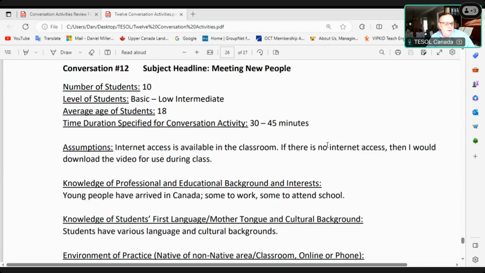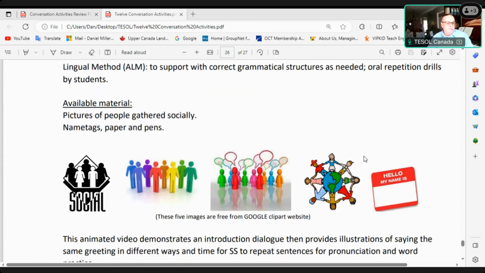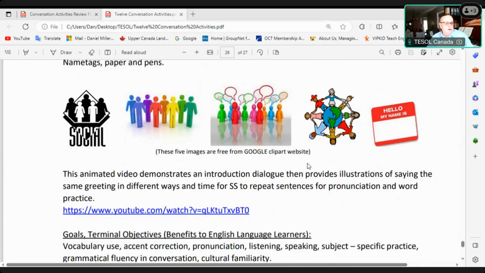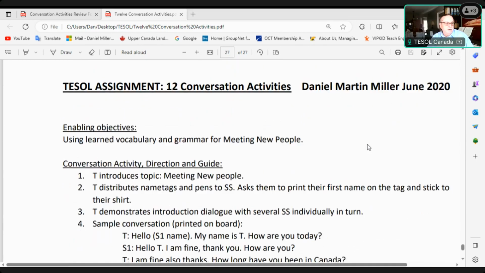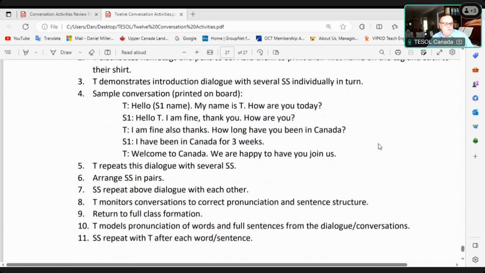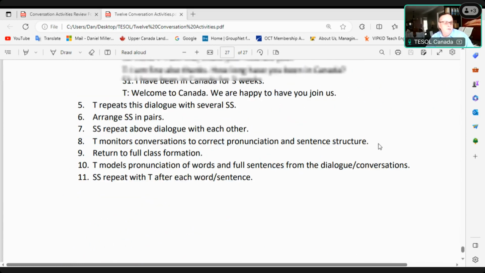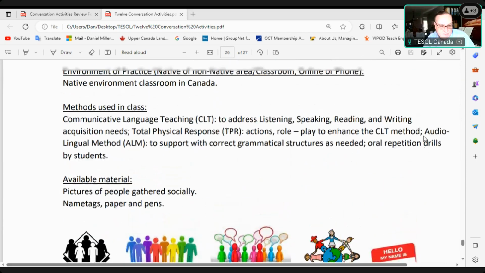And then meeting new people. Again, coming from different cultural backgrounds, people who come to Canada have the opportunity to meet new people in social gatherings and in public places and even in their workplace. It's an opportunity for you to have a class to help them become more in tune with meeting new people in a different environment than they're used to. So those are my 12 examples, my 12 samples.